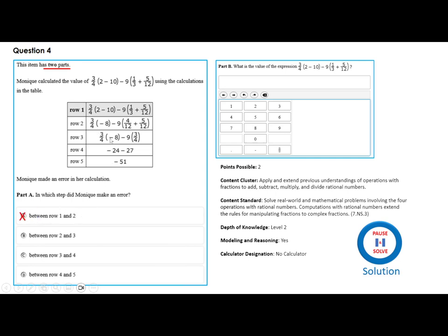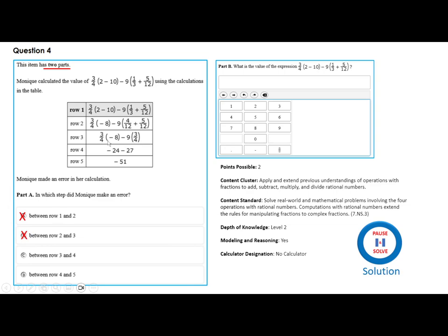Now between rows 2 and 3, what did she do? Nothing here. And here she did 4 plus 5, she added this, 9 over 12, which is 3 over 4, so that's correct. Between row 2 and row 3, there's no error. So that's not a good answer.